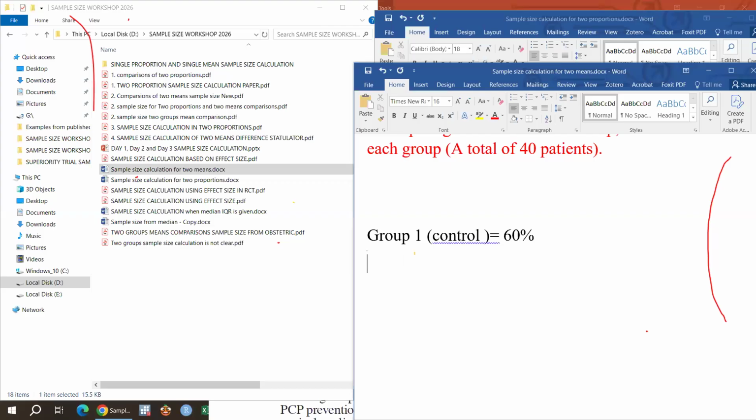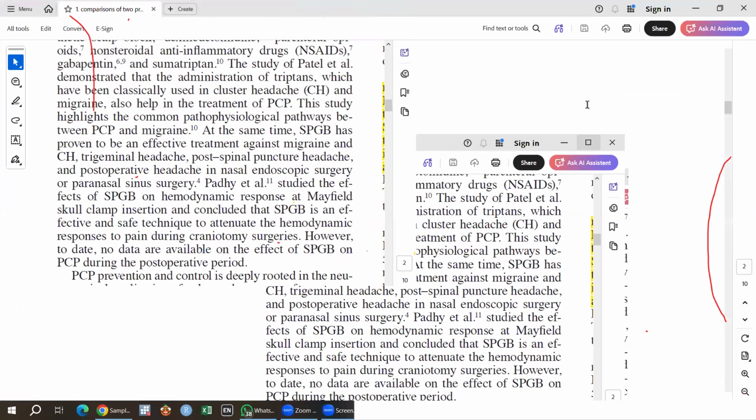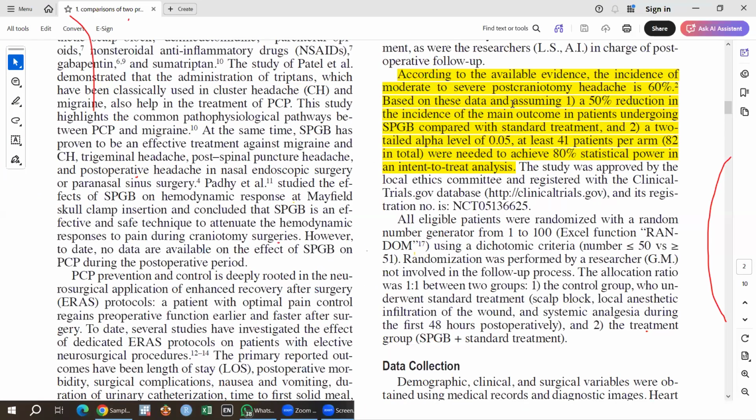Then they have written there is a decrease, you can see here, a 50% reduction. They are assuming a 50% reduction in the incidence of the main outcome. Suppose we think it is an absolute reduction. So what will be the value?